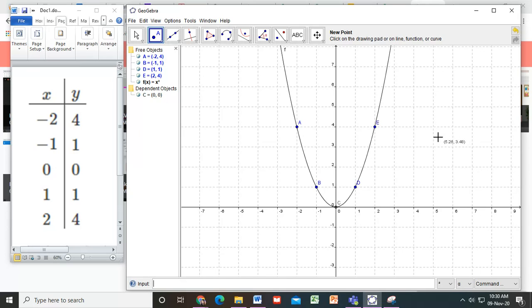That's how we graph and plot the points from a table of values. Again, this graph of a quadratic function is called a parabola. That's it.